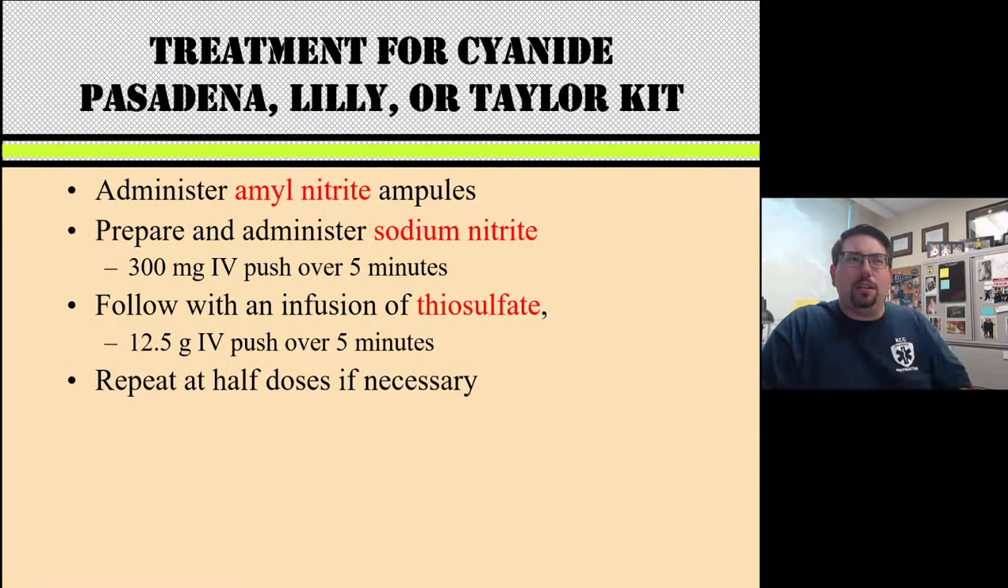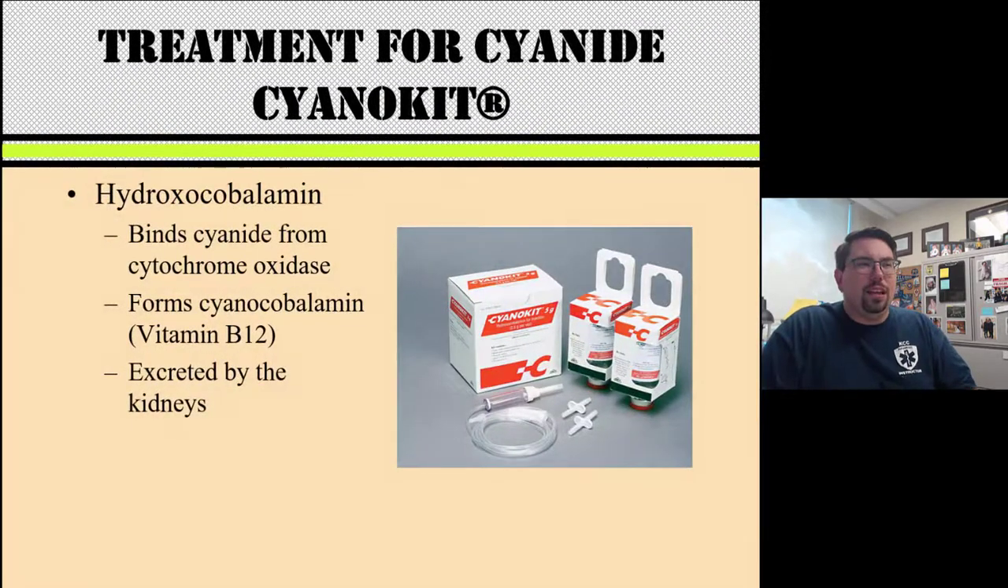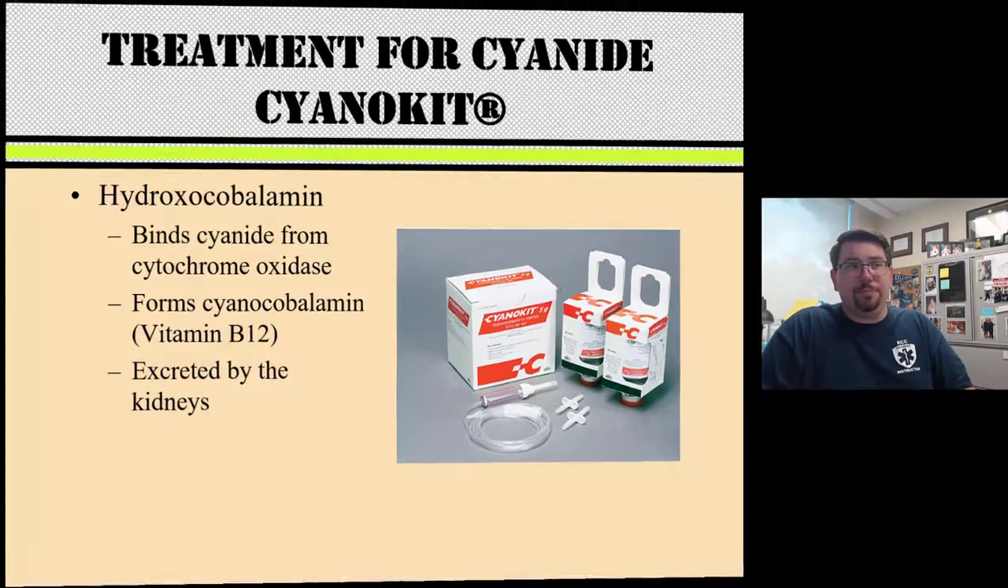Treatments for cyanide and other components that we may see are going to be the amyl nitrite ampules. They also include sodium nitrite, that's 300 milligrams IV push over 5 minutes. Thiosulfate, 12.5 grams IV push over 5 minutes. And then again, you can repeat those doses as necessary. When you're dealing with the cyanide kit or the hydroxocobalamin, it binds to the cyanide from the oxidized component that's there. It forms cyanocobalamin, I can't say that, which is vitamin B12, and then it's excreted by the kidneys. Without this, those compounds are not going to be able to be bound to, and it's not going to allow for them to be excreted out through the kidneys effectively.